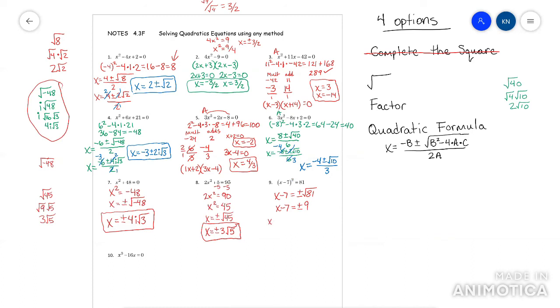This is when you just write it twice. Once where it equals positive 9, once where it equals negative 9, then just add 7. So I'd get 16, and I would get -2.